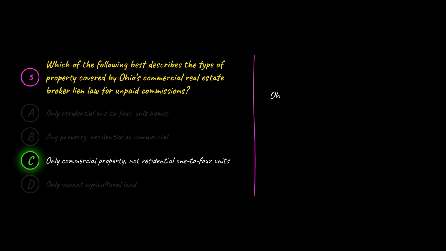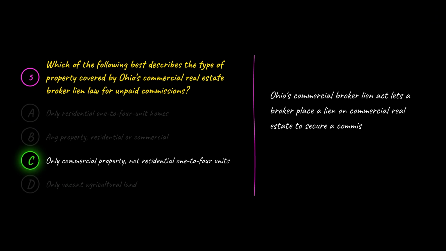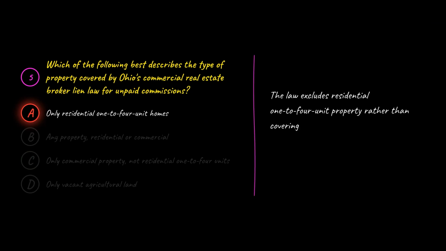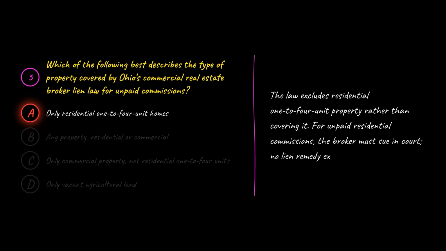C is correct because Ohio's Commercial Broker Lien Act lets a broker place a lien on commercial real estate to secure a commission earned under a written agreement. It applies only to commercial property, not to residential 1 to 4 unit property. A is wrong because the law excludes residential 1 to 4 unit property rather than covering it. For unpaid residential commissions, the broker must sue in court. No lien remedy exists there.